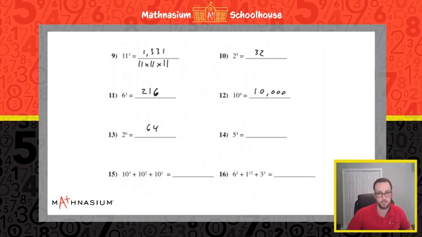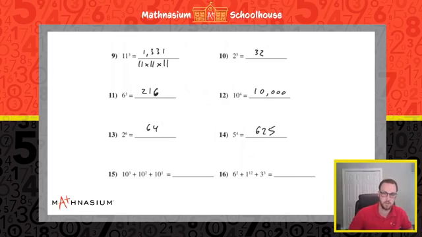Number 14, 5 to the 4th. 5 times 5 is 25. 25 times 5 is 125. 125 times 5 is 625. Nice job.